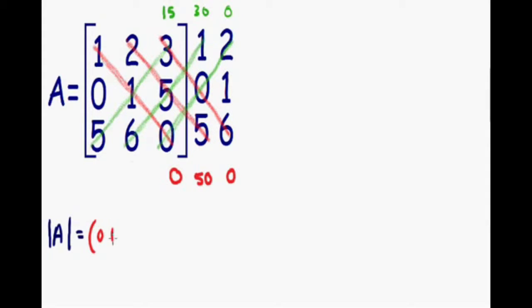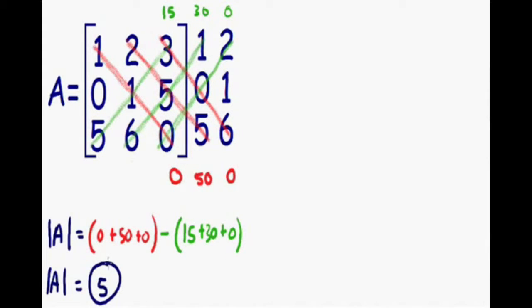So with our red numbers, we have a 0, a positive 50, and another 0. And we need to subtract the red numbers from the green numbers. And the green numbers are positive 15, positive 30, and 0. So the determinant of matrix A is equal to 0 plus 50 plus 0, which is just 50, minus 15 plus 30, which is 45. 50 minus 45 is just equal to 5. So the determinant of matrix A is equal to 5.